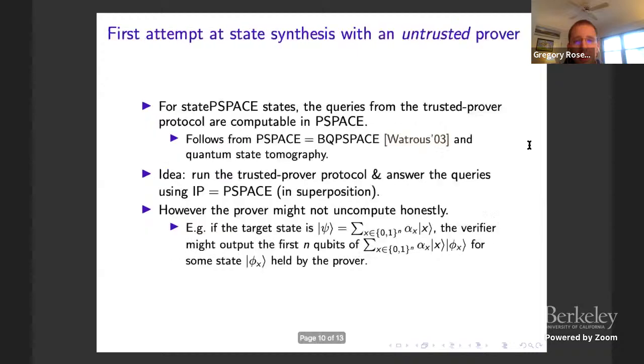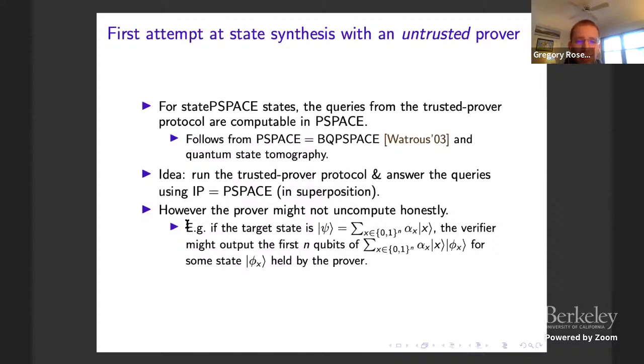we don't want garbage to be entangled with the final state. So with an untrusted prover, we can do something similar because it turns out for states in state P space, these queries can be computed in P space. So the verifier can run IP equals P space in superposition. And this will defend against certain types of attacks, like cheating in the IP equals P space part of the protocol, but it won't defend against quantum attacks.